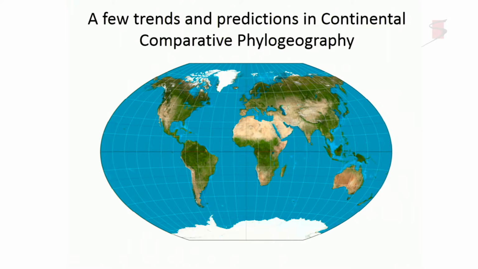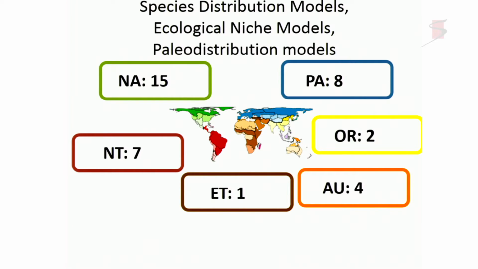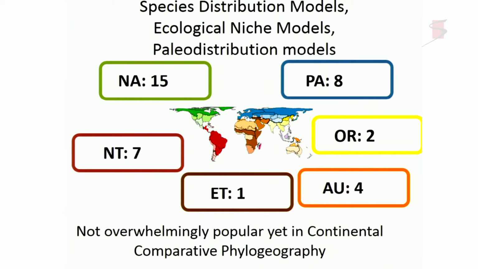Okay, so let's get to some more interesting kind of predictions and what's going on, some highlights. I admit that this is a very subjective and biased set of highlights, and all of you can add additional highlights as you wish, and we can talk about them. Obviously, there's been introduction of species distribution modeling or ecological niche modeling or paleodistribution models into phylogeography. Within a comparative phylogeography realm, they're there, but they don't seem to be overwhelmingly popular yet. I think if you go to single species, single taxon phylogeography, you see quite a few more studies that use species distribution modeling.